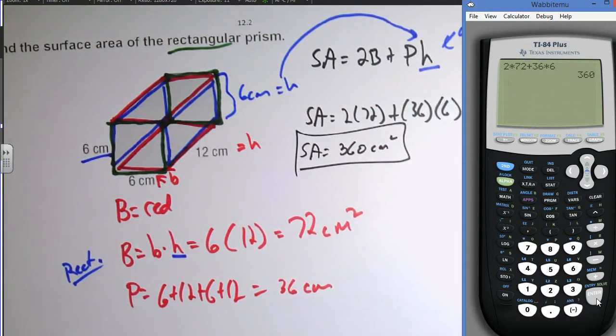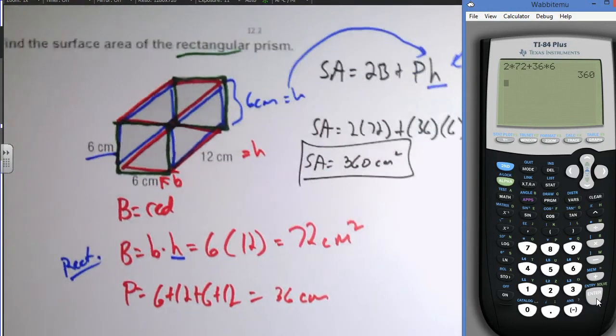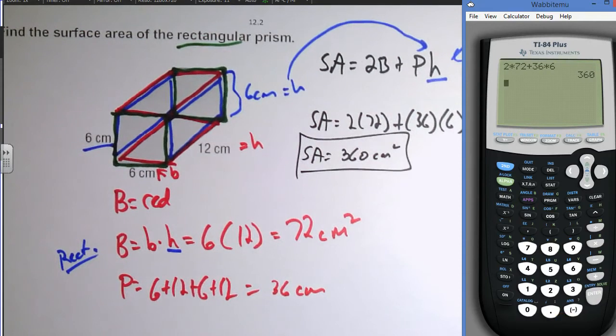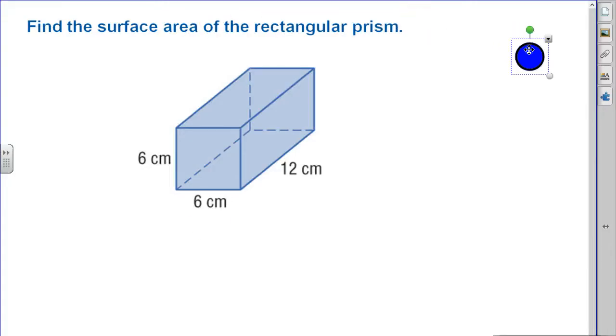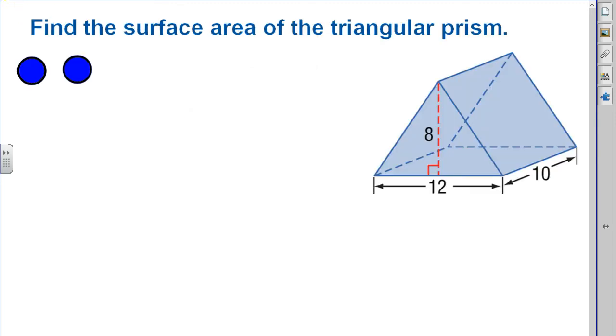So 360 squared centimeters. There we go. All right. First example down. All right, next example, triangular prism.